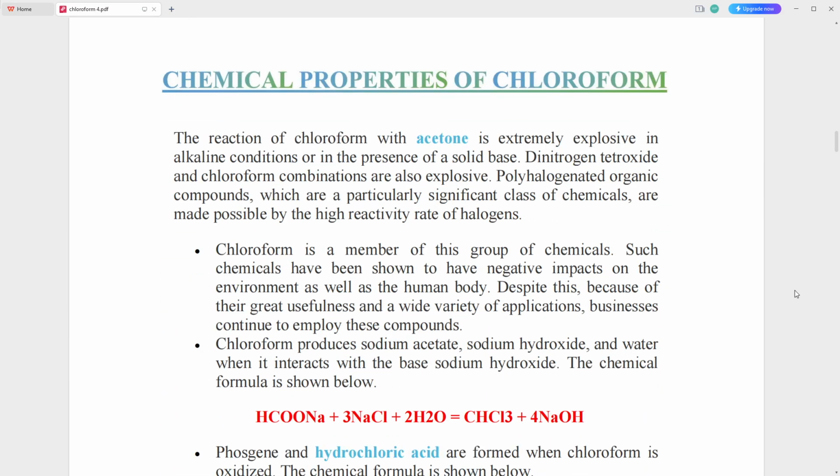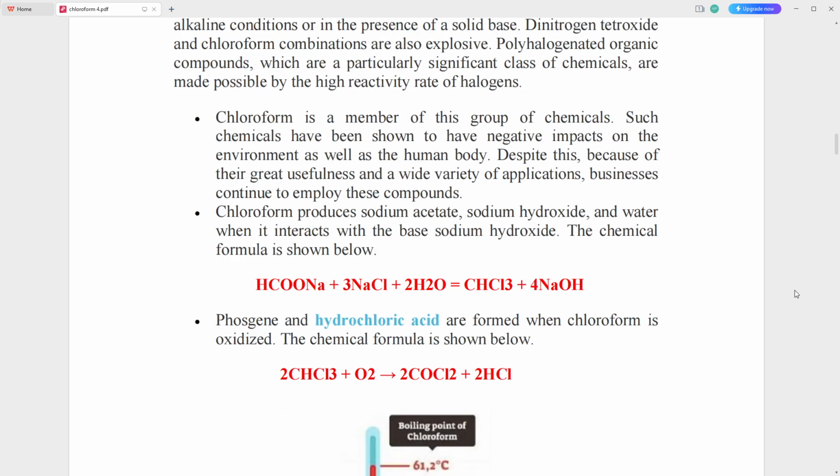Chemical properties of chloroform. The reaction of chloroform with acetone is extremely explosive in alkaline condition or in the presence of a solid base. Dinitrogen tetroxide and chloroform combinations are also explosive. Polyhalogenated organic compounds, which are a particularly significant class of chemicals, are made possible by the high reactivity rate of halogens. Chloroform is a member of this group of chemicals.